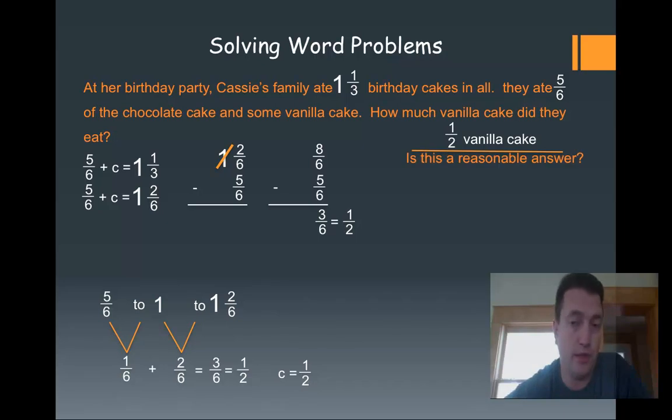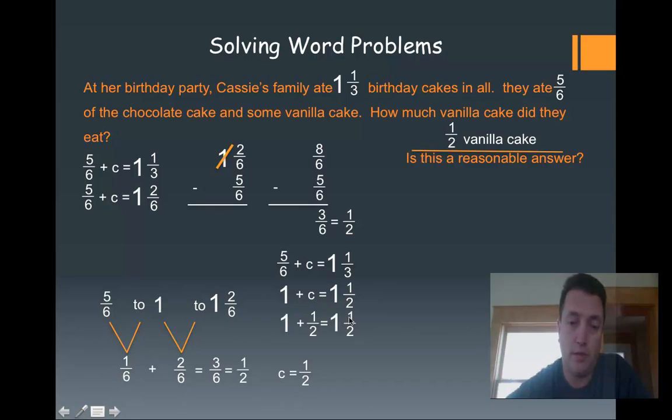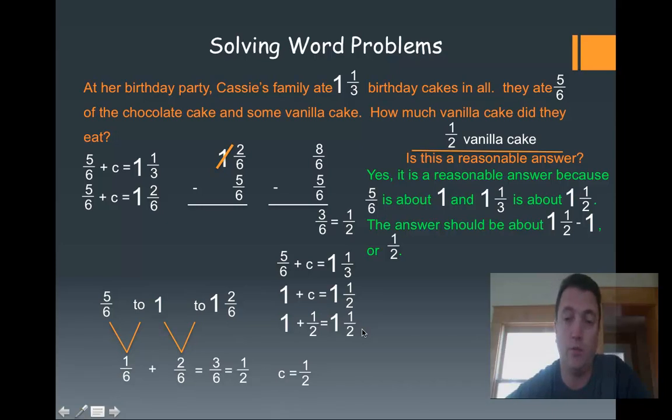Again, is this a reasonable answer? Well, let's go through this. 5/6 plus C equals 1 1/3. Remember, I'm going to go ahead and round these. Okay, so that means that 1 plus C equals 1 1/2 because 5/6 is closer to 1. 1 1/3 is closer to 1 1/2. So what would C have to be to complete this? Okay. Well, it would have to be 1/2 because that's what I said it was going to be here. So 1 plus 1/2 equals 1 1/2. C equaling 1/2, so it is a reasonable answer.